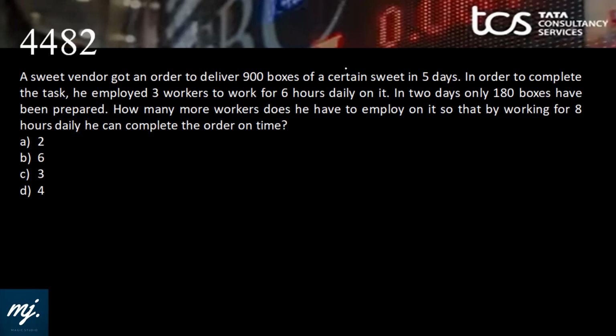Okay, the first example on the screen. A sweet vendor got an order to deliver 900 boxes of a certain sweet in 5 days. So the work he has got is to produce 900 boxes, and the time is 5 days. In order to complete the task, he employed 3 workers. Men engaged are 3, to work for 6 hours daily on it. So hours is also given, that is 6 hours.